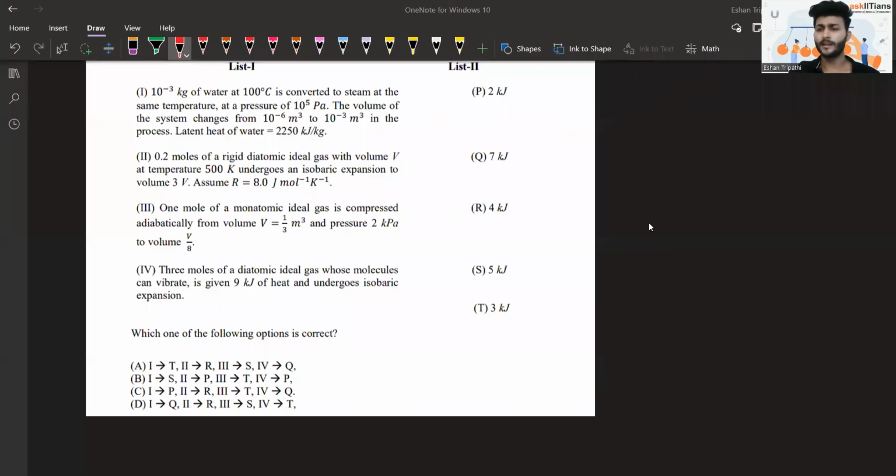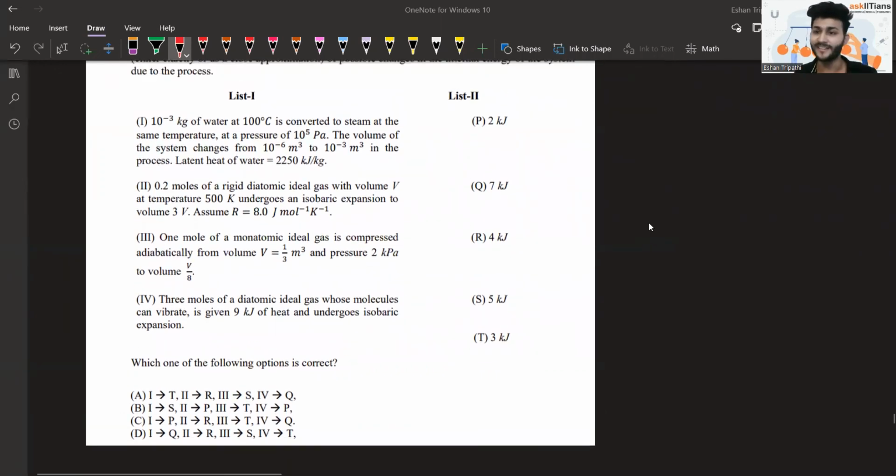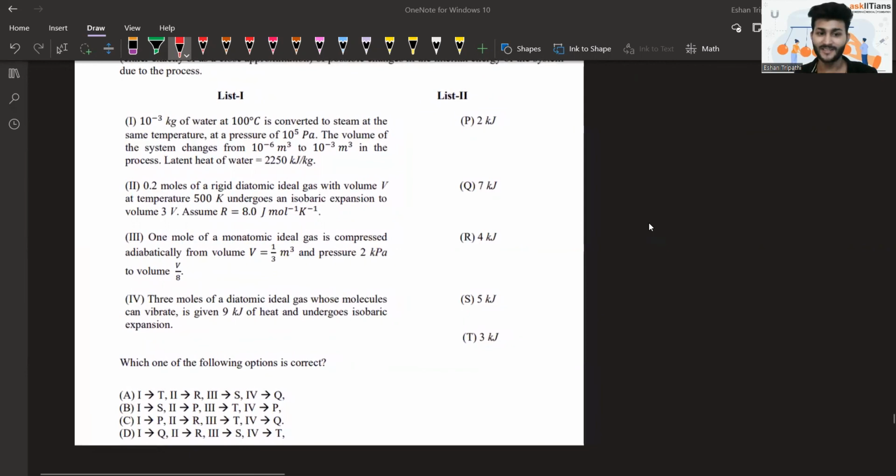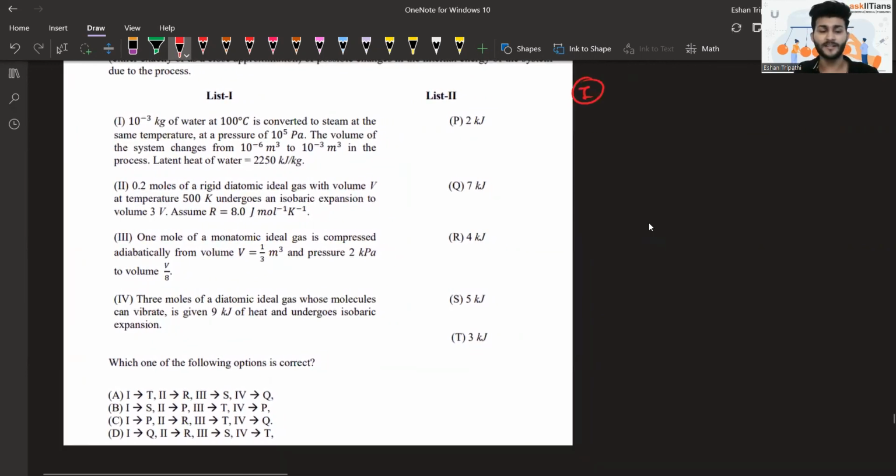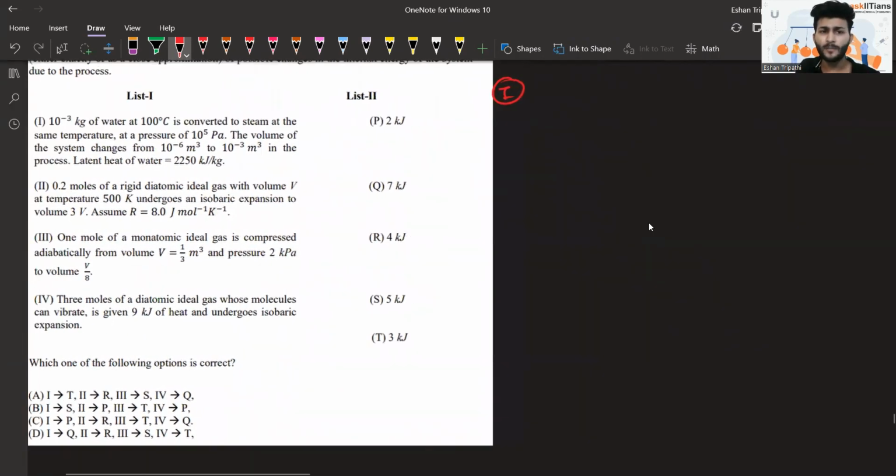So over here, let's see which part we can solve. First part matches to T, S, P, Q. Oh, that means we need to just solve the first part and we get the answer. So let's just do it. Let's try the first part itself. Here it's given 10 to the power minus 3 kg of water at 100 degrees Celsius.